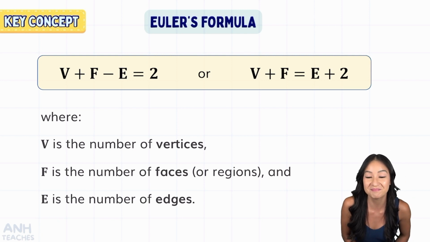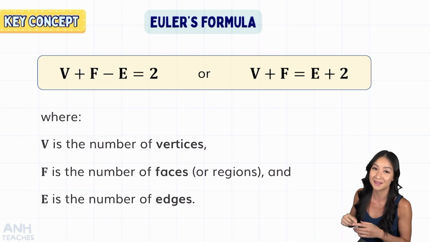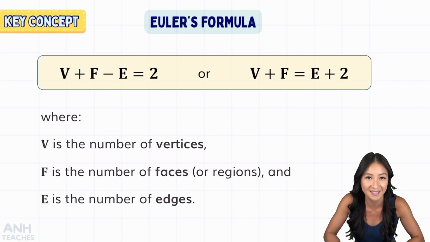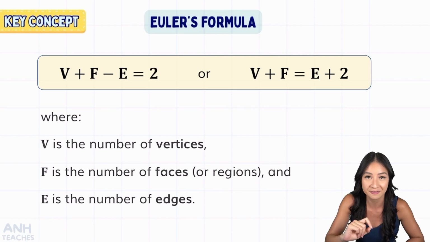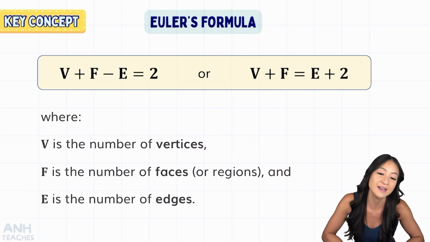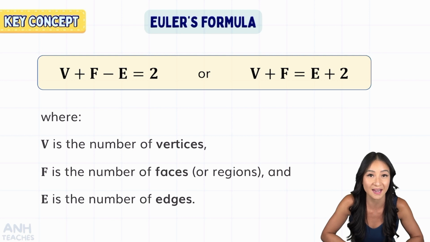And he's basically the daddy of graph theory, and he blessed us with this theorem that can be applied to all planar graphs. So it goes, the number of vertices plus the number of faces subtract the number of edges is equal to 2. Or the number of vertices plus the number of faces is going to be equal to the number of edges plus 2.